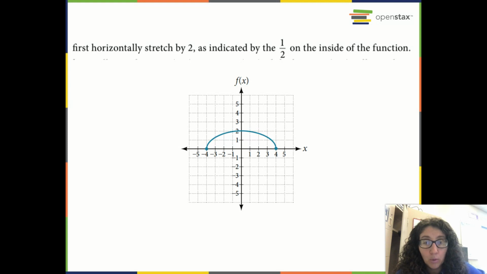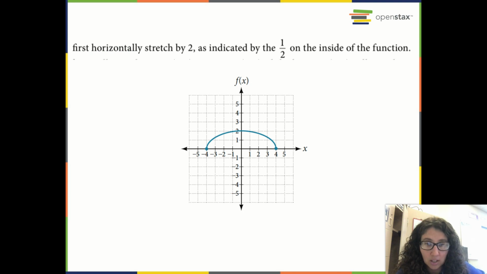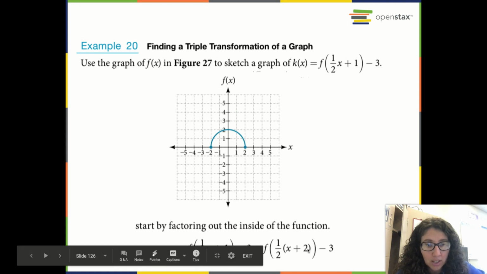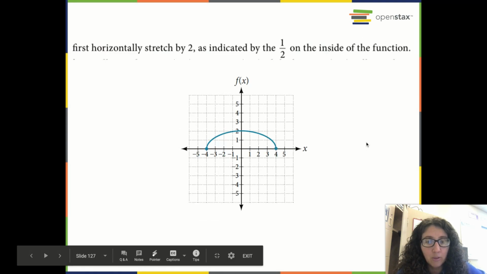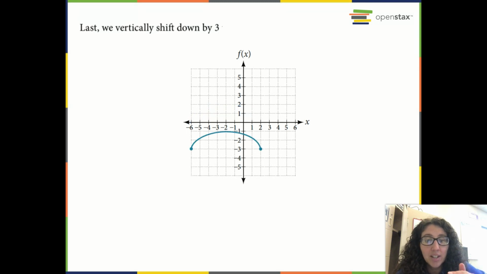So first, we're going to horizontally stretch by 2 because we have a 1/2 on the inside of the function. So let's see, before it looked like this. We went from -2 to 2. Now we've stretched it to go from -4 to 4. Okay, let's go back. The next thing we need to do is a horizontal shift to the left by 2. So we stretched it, and now we shift to the left to go from -6 to 2. And then the last thing we need to do is shift it down by 3. And that would be our final graph.